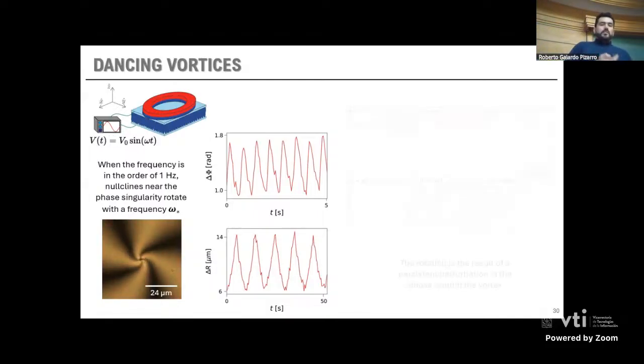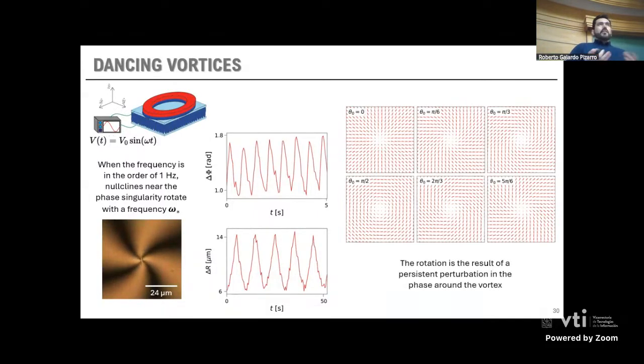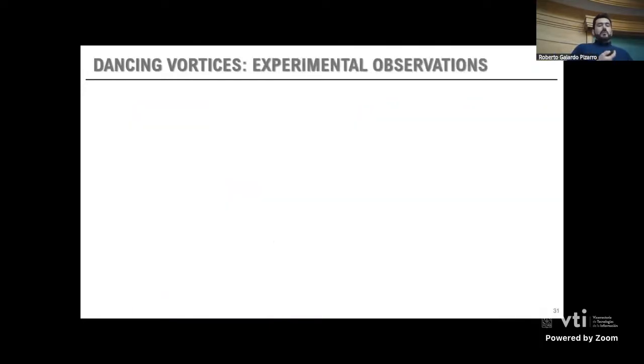It's important to understand that the rotation is the result of a persistent perturbation in the molecules, because they are changing their orientation in order to achieve different orientations. We observed that also the core of the vortex, the phase singularity, is like breathing. So we account for the changes in the amplitude of the rotation and the amplitude of the breathing of the phase singularity.